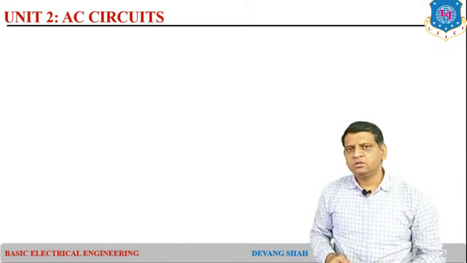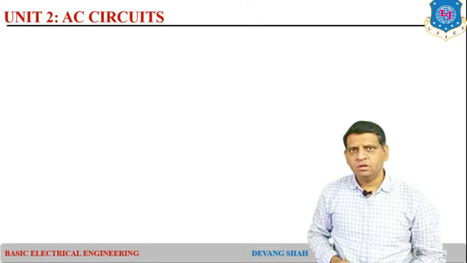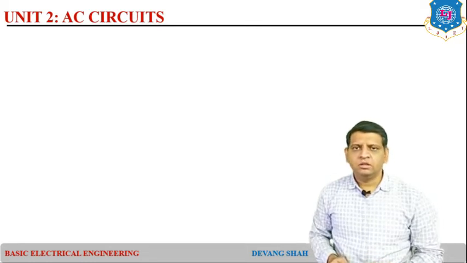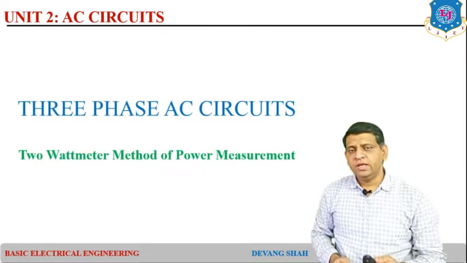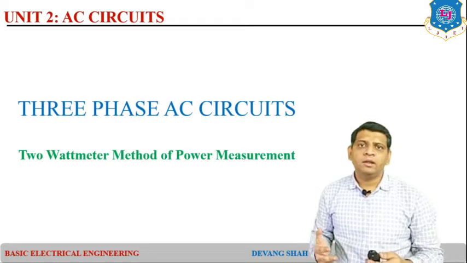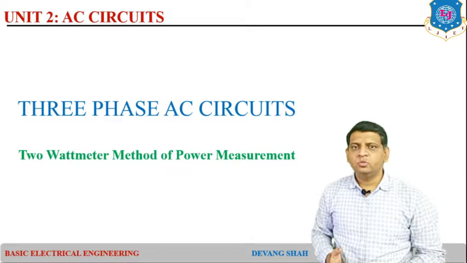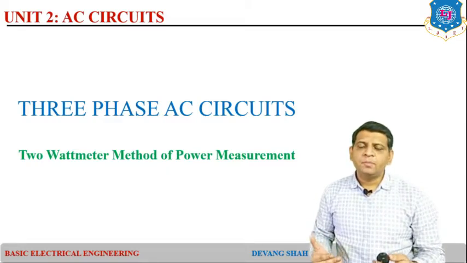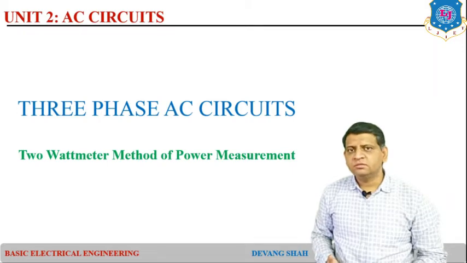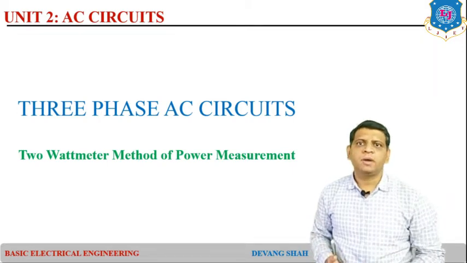We have been learning the subject basic electrical engineering and we have been discussing the chapter called AC circuits. In AC circuits, my topic is to measure the power of 3-phase AC circuits. To measure the power of these 3-phase AC circuits, we have started with the wattmeter method.